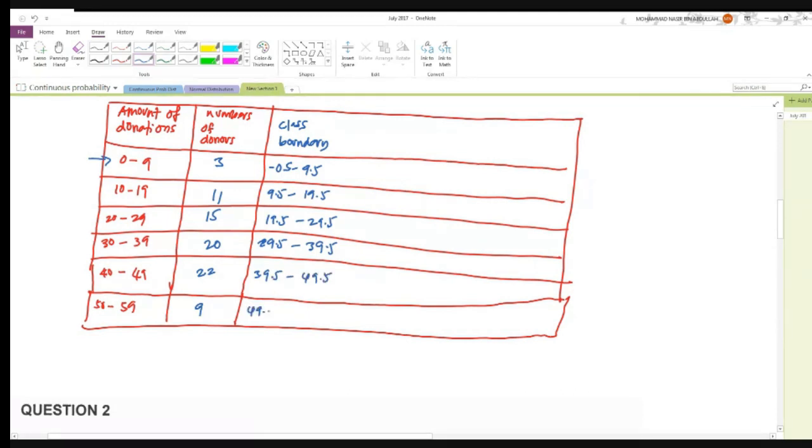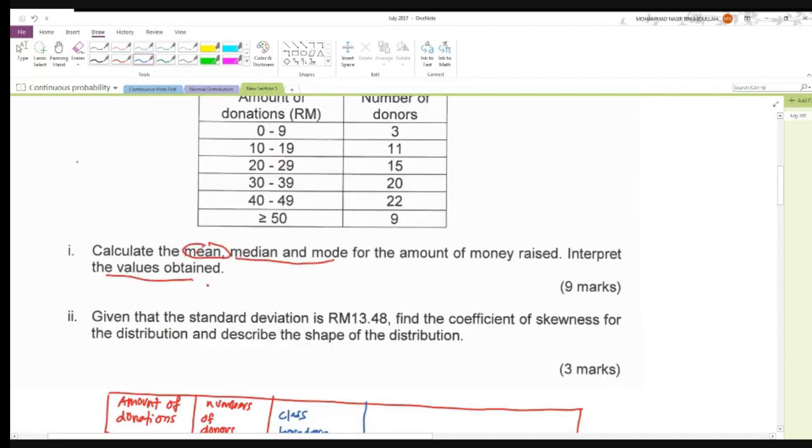So basically this subject is very simple. If you do your homework or revision, then you can answer the question. You only have 2 hours, very simple. Next, let's see what they want us to find. They want us to find mean, median, and mode.